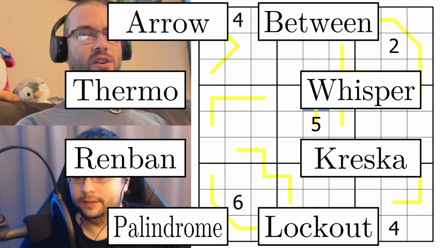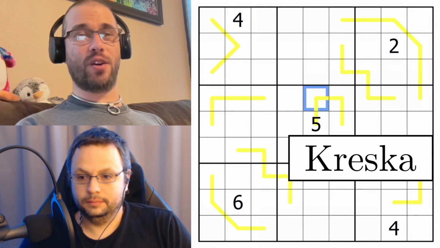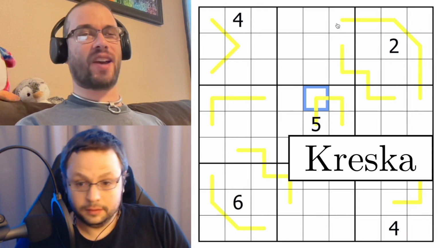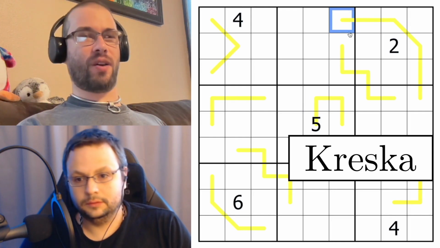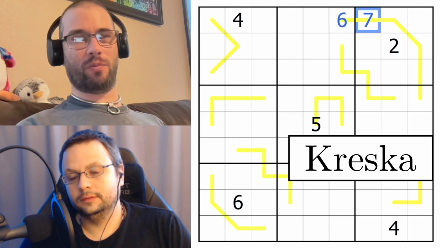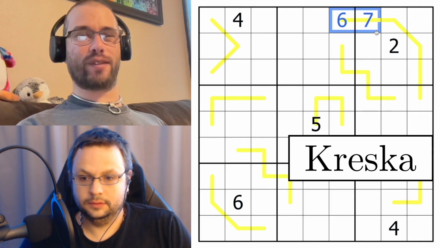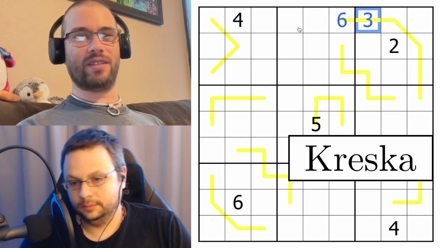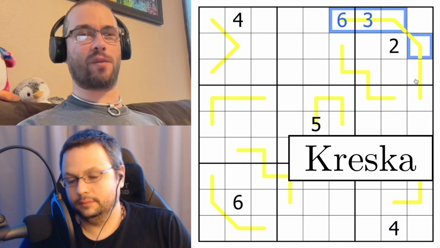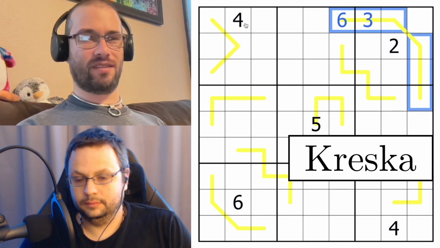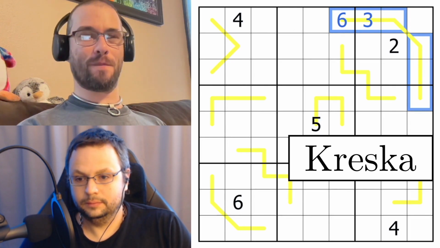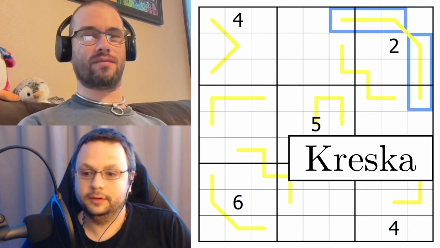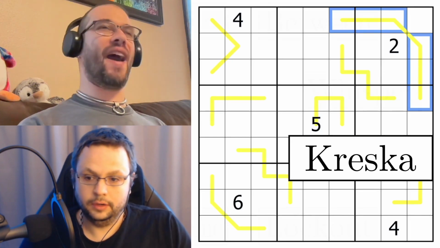The next constraint is called a Kreska line, which is a new one to me. But according to the rules, adjacent digits along a Kreska line must either be consecutive, so 6 and 7 would be valid, or have a ratio of 1 to 2, so 6 and 3 would be valid. And digits along a Kreska line can't repeat, unlike the other line types we've talked about so far. So basically, if you're familiar with Kropki, it's just saying that every pair of adjacent digits Kropki each other. Yes, with a white or black Kropki dot.